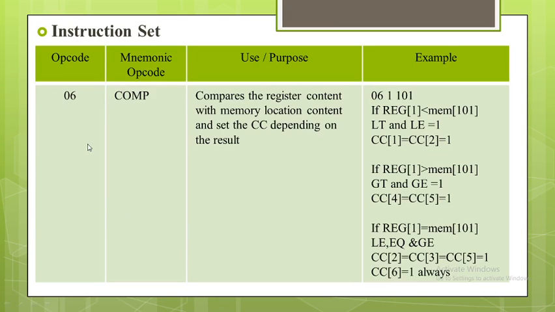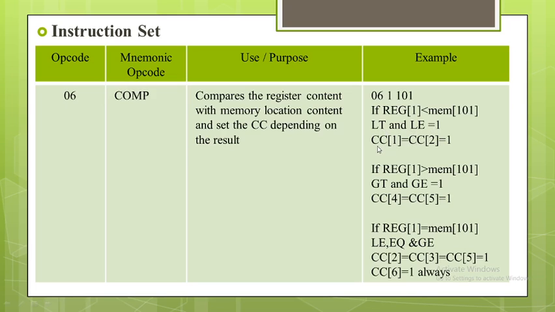The next opcode is 6. The corresponding mnemonic opcode is compare. It compares the register content with the memory location content and sets the condition code depending on the result. So here 06 stands for the comparison. I want to compare the register 1 content with memory address 101. It is possible that it results in the first option, that is less than. So the particular condition codes that are going to be set are LT and LE.